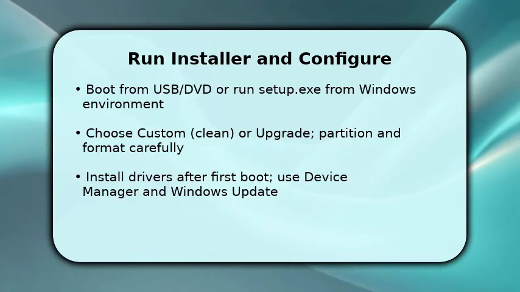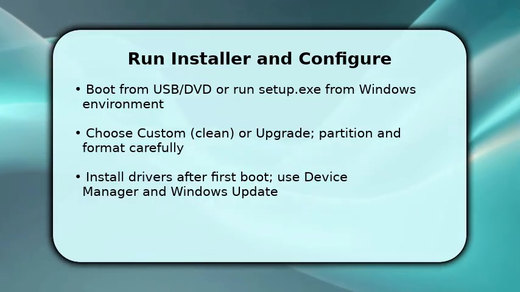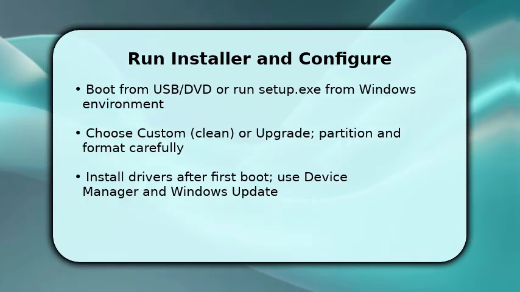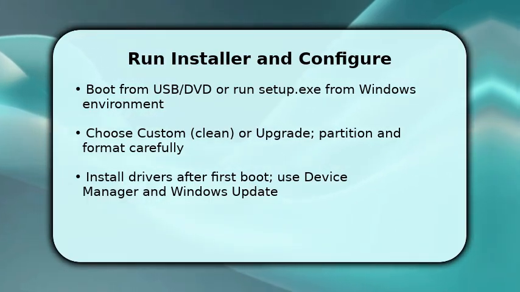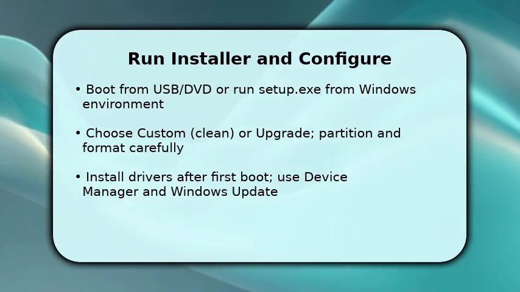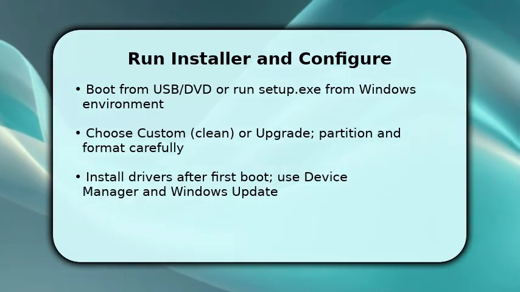You boot the PC from the USB installer and walk through language and keyboard prompts, then choose Upgrade or Custom. If you pick Custom, select the correct partition, format only the target drive, and keep your backup handy. This avoids overwriting other disks.